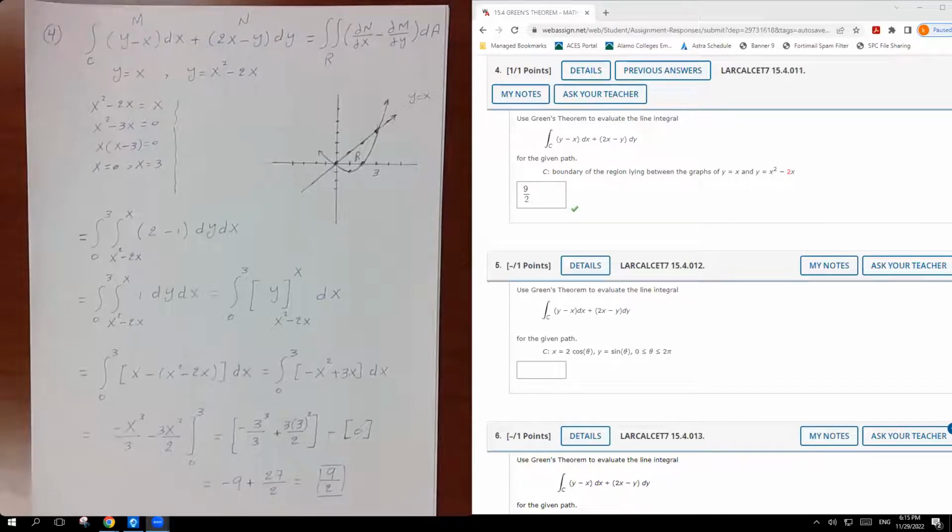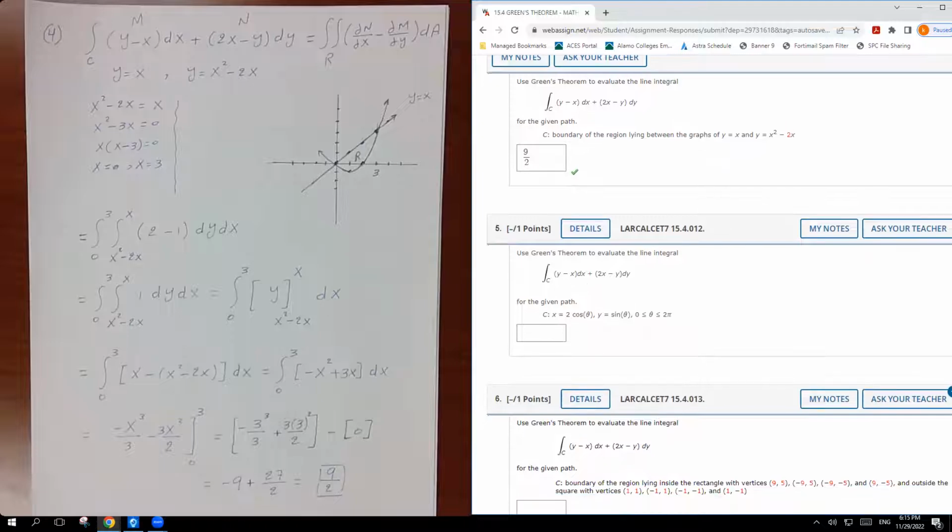For number 5, I'm going to leave that for you. You're going to do exactly the same thing. But be careful here, you're going to use the region with the theta.